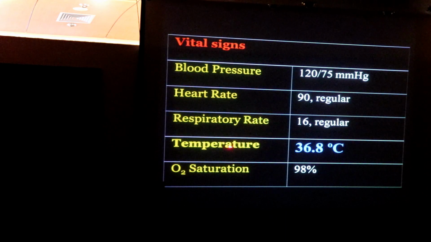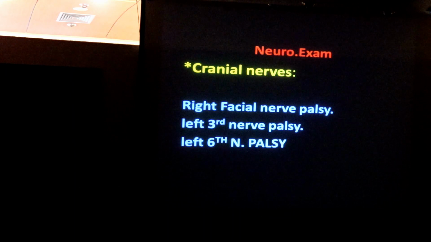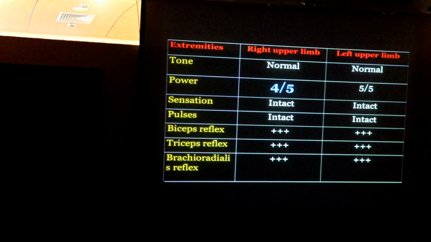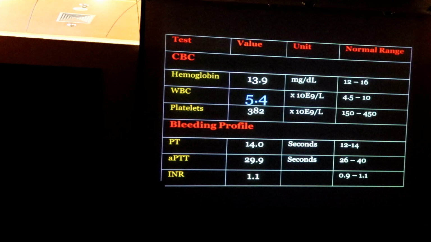On examination, he was a little bit feverish. The Glasgow Coma Scale was 15/15. He had right facial weakness, left third nerve palsy and left second nerve palsy. That's why he had the squint. He had weakness in his upper limb, 4/5, the same in his lower limb, and his plantar response, the Babinski sign, was positive.